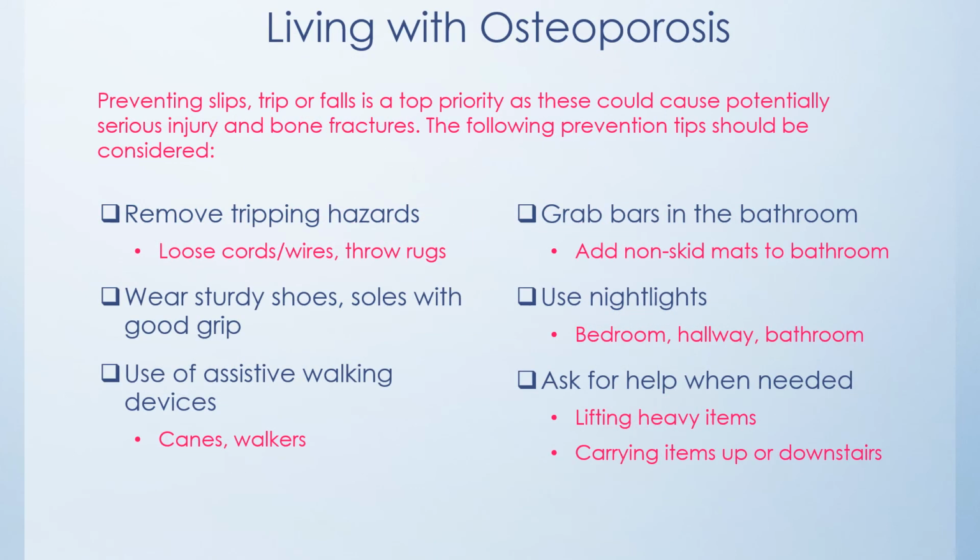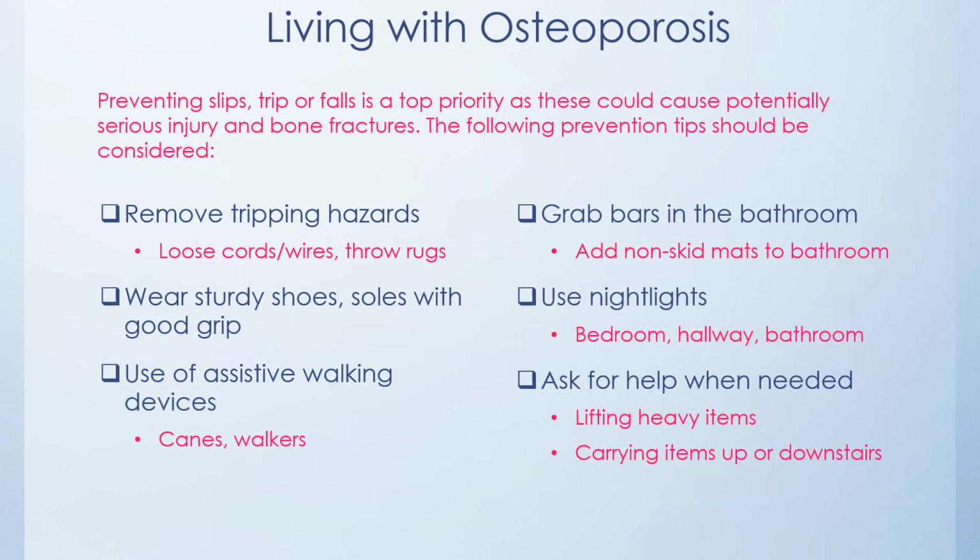When it comes to living with osteoporosis, a top priority is going to be preventing slips, trips, and falls because they can cause potentially serious injury and bone fractures. Now, the following tips can help you with that, and that's going to include removing tripping hazards such as loose cords, wires, or throw rugs, or making sure they're very secure.